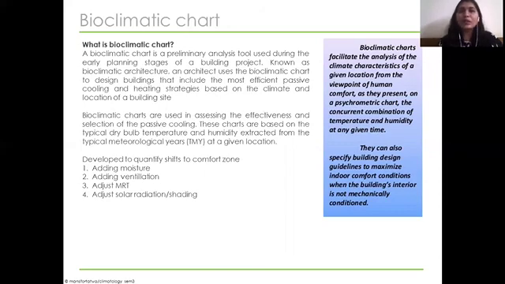Okay, these charts facilitate the analysis of climate characteristics of a given location from the viewpoint of human comfort, as they present on a psychrometric chart the concurrent combination of temperature and humidity at any given time. This is very similar and parallel to the psychrometric chart as it uses temperature versus humidity and defines a comfort zone. Okay, so the bioclimatic chart is an even simpler tool to use. They also specify building design guidelines to maximize indoor comfort conditions when the building's interior is not mechanically conditioned.